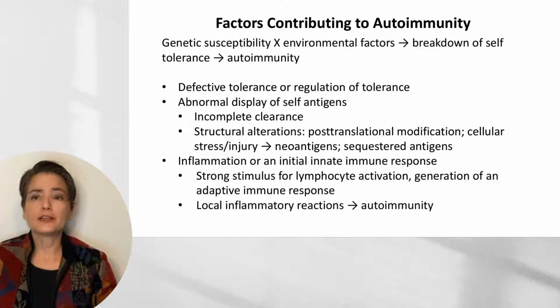So what are the factors that contribute to autoimmunity? You need to recognize that autoimmunity is basically a genetic susceptibility times environmental factors. When you have the appropriate lineup of susceptibility and environmental factors, you can get breakdown of self-tolerance leading to autoimmunity. There's a lot of basic immunology covered in this chapter of Robbins and Kumar Basic Pathology. Please refer to that to get a deeper understanding of self-tolerance.